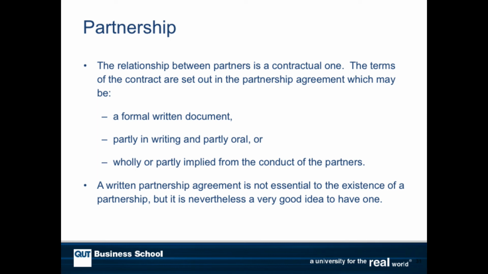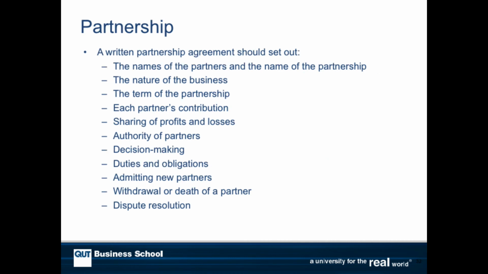So the nature of the relationship between partners is that it's a contract. The terms of the contract may be set out in a partnership agreement. If you want to enter a partnership, you should have a formal document, a partnership agreement. That would be a formal written document. However, it could be partly in writing and partly oral, or just from the conduct of the parties. So you don't need to have a document. Again, if you wanted to enter a partnership, you'd be very wise to actually have a document. A written partnership agreement is not essential for a partnership, but it's a very good idea.